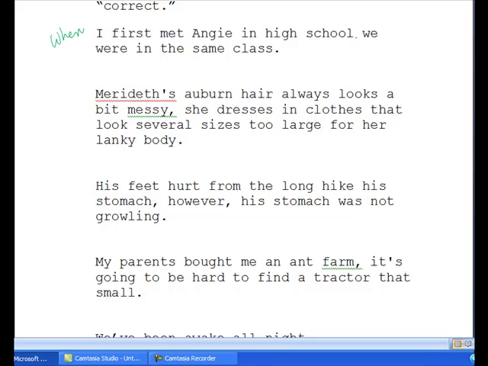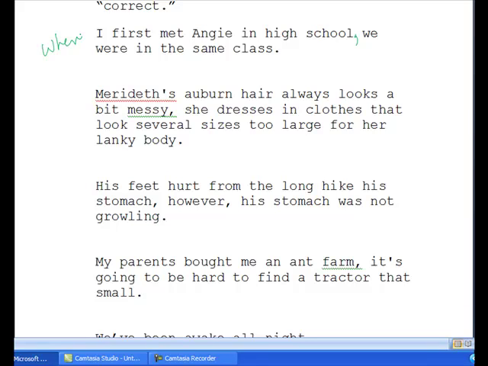When I first met Angie in high school, we were in the same class. This works. We can take one of those clauses, the first one, and subordinate it by making it a dependent clause. So that's one way to fix it. Another way, probably the simplest, is to put a period there and make it into a new sentence. Capitalize the first letter of the second independent clause. All right, so let's leave it corrected, though, shall we? Let's do that.